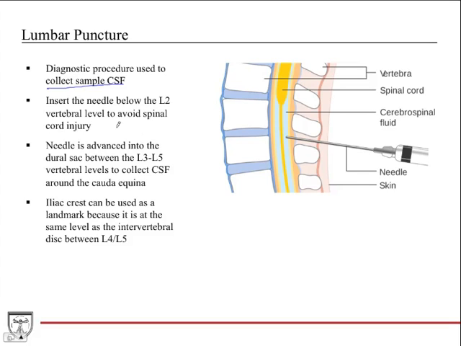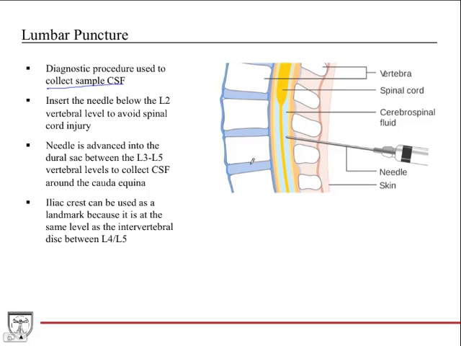It also gives an idea. You can see blood products in there, so it can give you an idea of hemorrhaging going on in the brain area or in the spinal cord. So it's a very useful procedure to help you get an idea of what is going on with the CSF, which indicates the health of the brain and spinal cord.